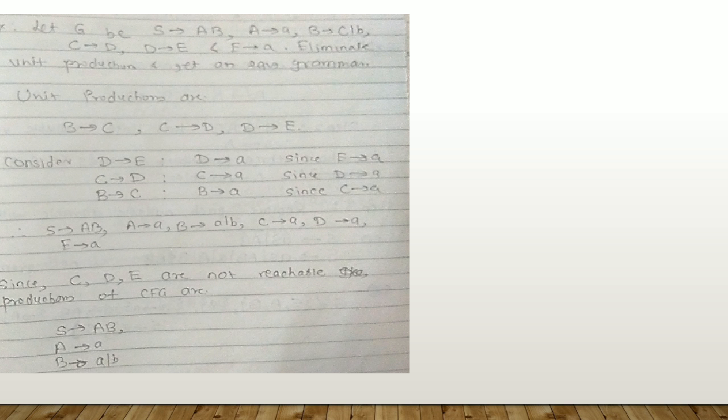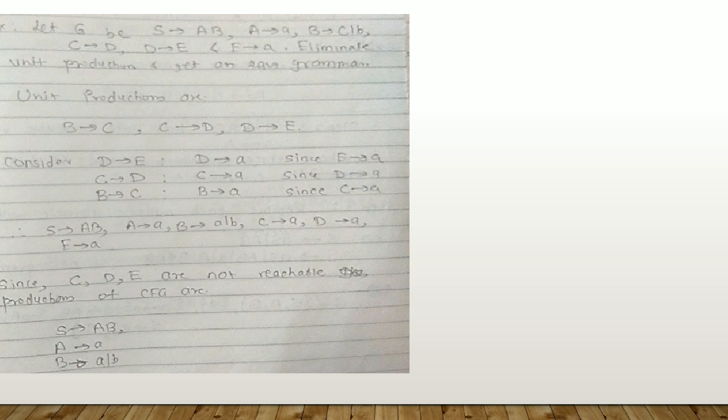Now consider D gives E. D gives E and E gives small a, that means we can write D gives small a. Consider capital C gives capital D, but D gives E and E gives A, that means we can say C gives A. The other unit production is B gives capital C, but we can say B gives A because C gives D, D gives E and E is giving us small a. So ultimately B is also producing small a.